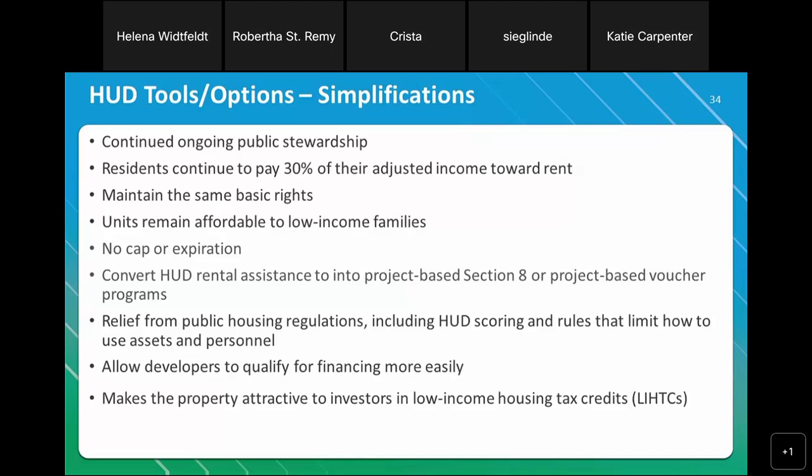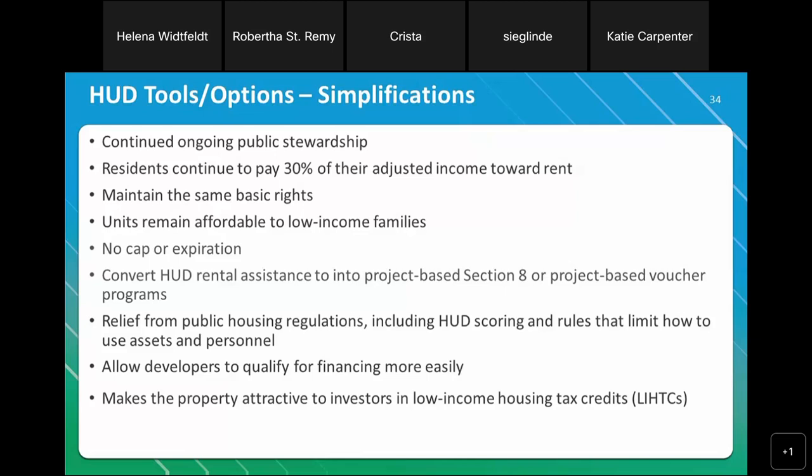Why go through that when you have your required tenant meetings: they remain affordable and they cannot be kicked out. They have their rights. There is no cap on expiration. So it will stay affordable housing as long as it's required, done through your legal documents, identified as affordable housing.